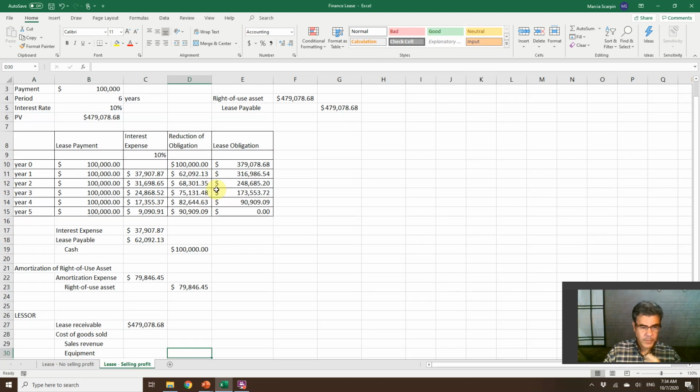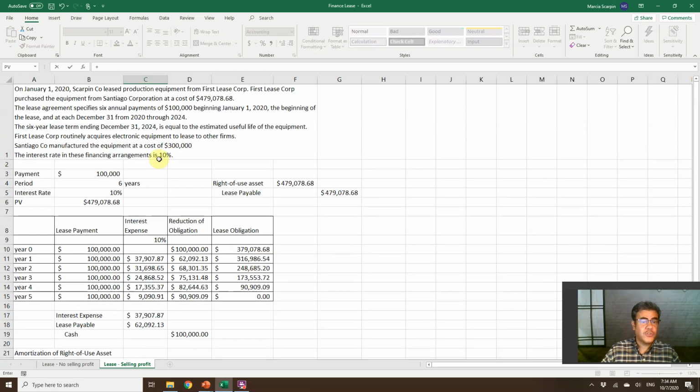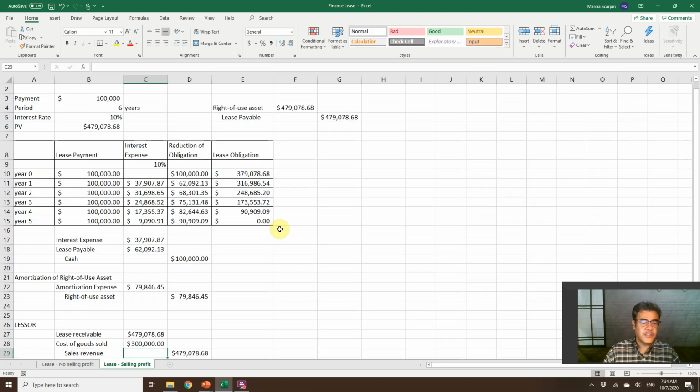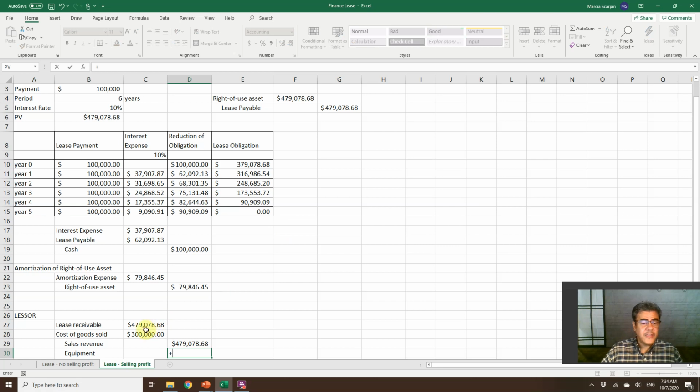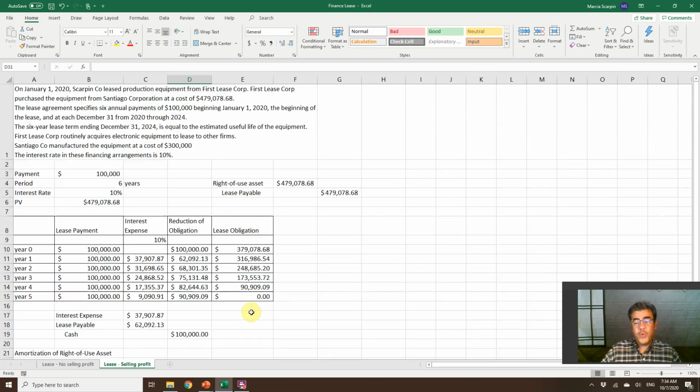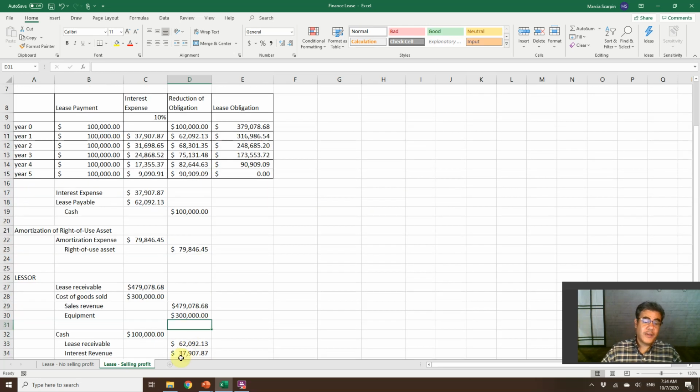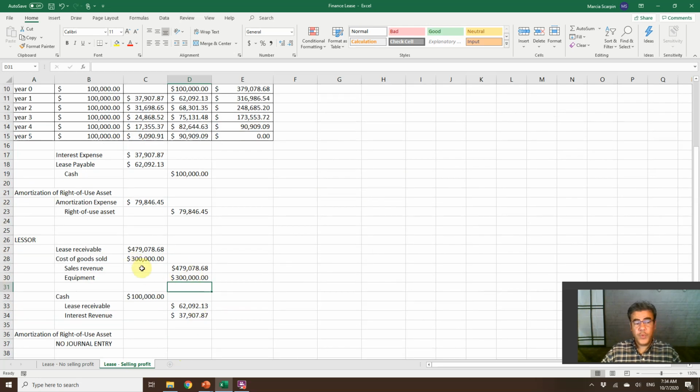And we have here our sales revenue, the same 479. How much is our cost of goods sold? Our cost of goods sold is $300,000. We don't have this number in any cell, so let's type it. And it is our credit on equipment because we purchased it for $300,000. We are selling it, so we have our revenue and cost of goods sold. Everything else is the same.